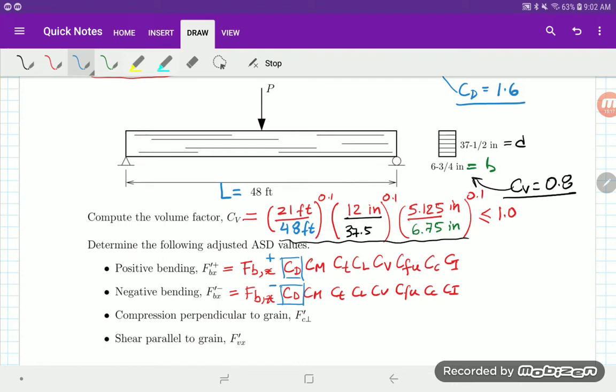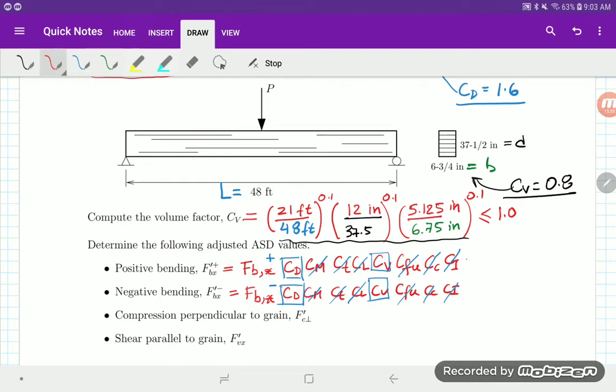Moisture factor, we're using dry conditions, so that's a 1. The temperature, normal temperature, so that factor is also a 1. The stability, and part of the problem statement, we said that C sub L was 1. We just computed C sub V, which is our volume factor. The flat use factor, we are not using the beam rotated, and so it's not being used in the flat use, so that's 1 also. It doesn't have any curvature, and there's no interaction to worry about. So really we have these two, C sub D and C sub V factors to worry about.